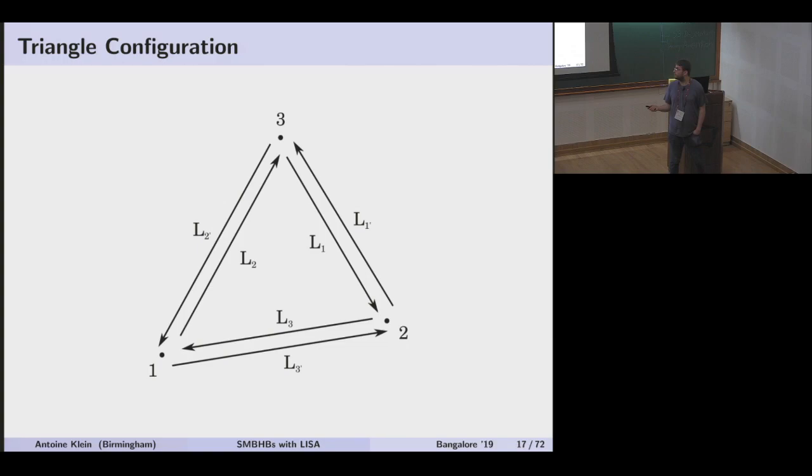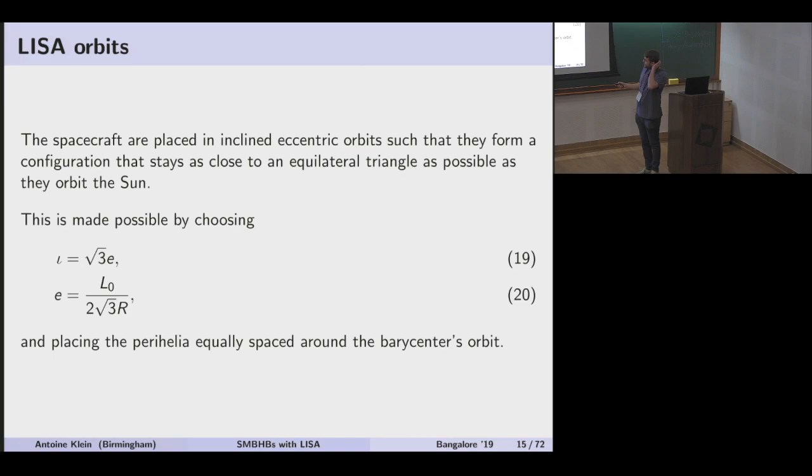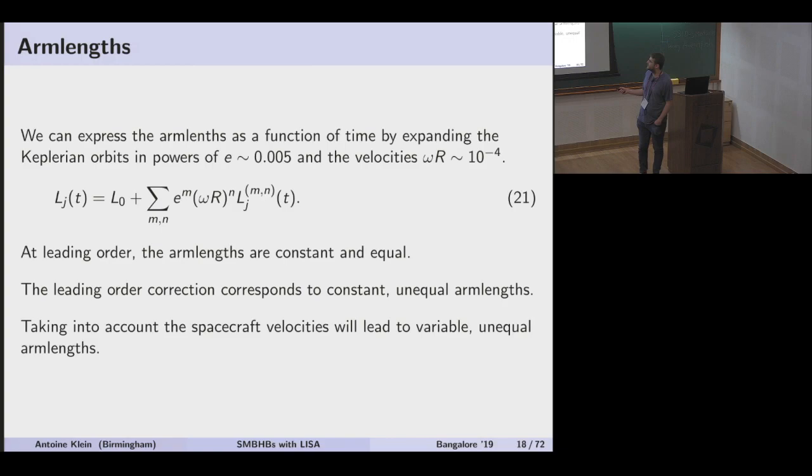So the arm lengths depend on time. They're different from each other, but they depend on the specificities of the orbits of the satellites. So the eccentricity that I mentioned here, if you put in the LISA values, so this will be 2.5 gigameters. That's about 8.34 seconds, and R is one astronomical unit, that's about 500 seconds. So the eccentricity is of order 5 times 10 to the minus 3. So it's a small quantity, and we can expand our orbits in this small quantity. And those will depend on the spacecraft velocities.